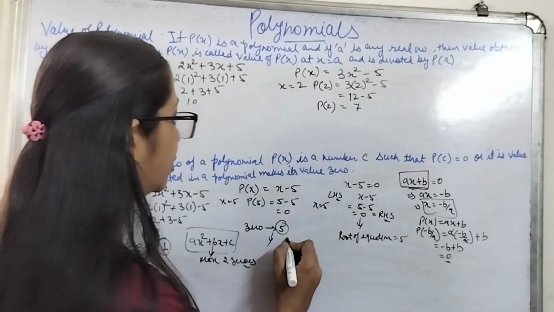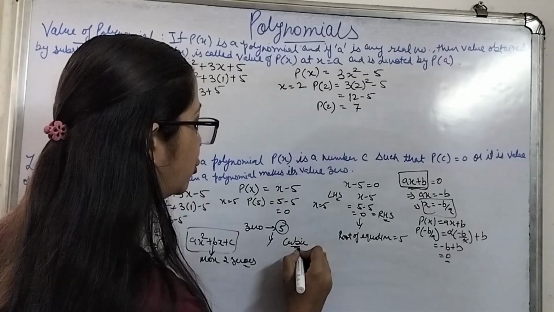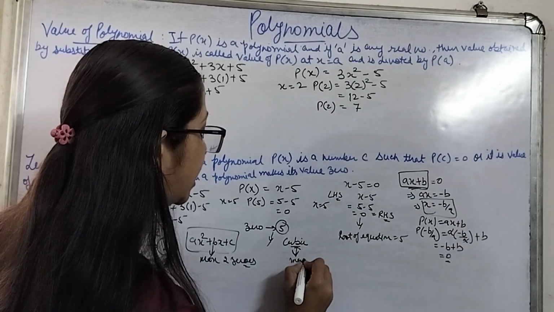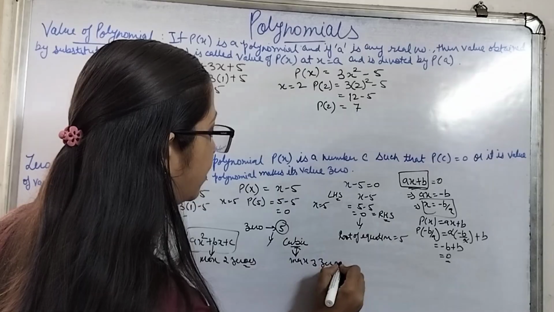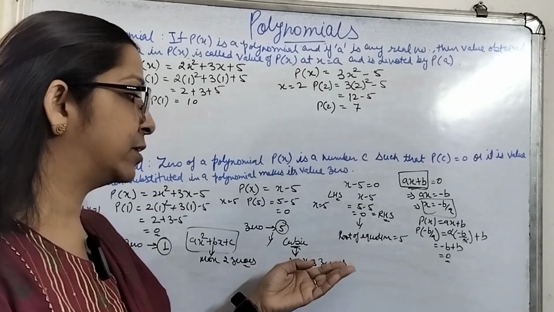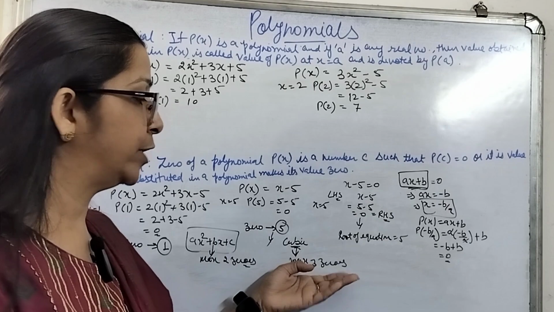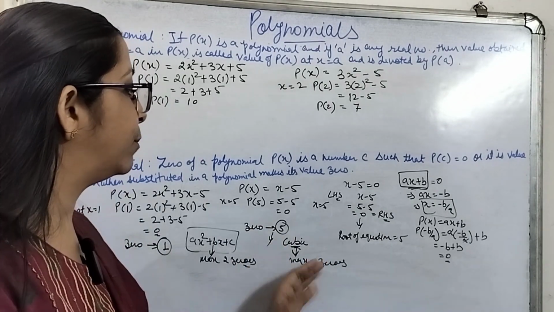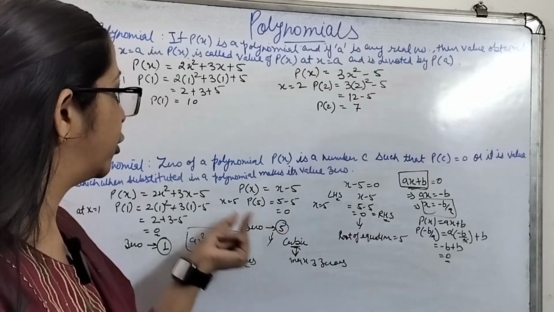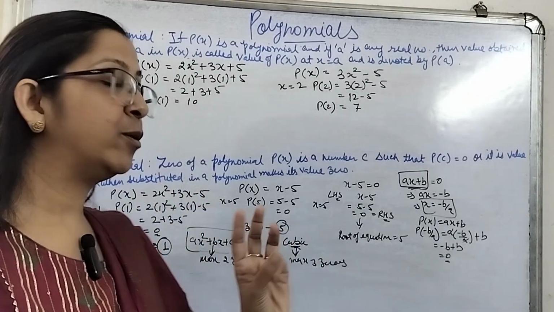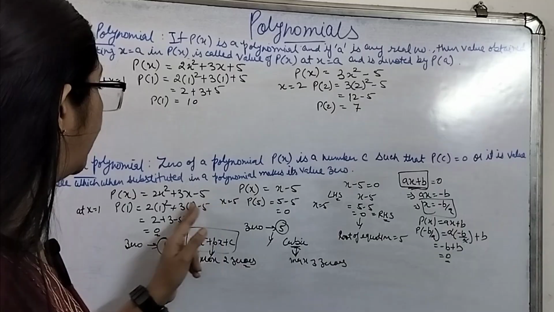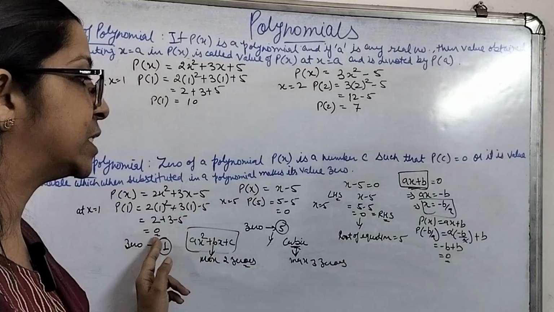Similarly, if we are going to talk about a cubic polynomial, that means whose degree is 3, so a maximum of 3 zeros are possible for a cubic polynomial. That means 3 is maximum. It could be 2, it could be 1, but a maximum of 3 zeros will be there, which is going to satisfy your polynomial. That means a maximum of 3 values of the variable will be there, for which your polynomial will become equivalent to 0.